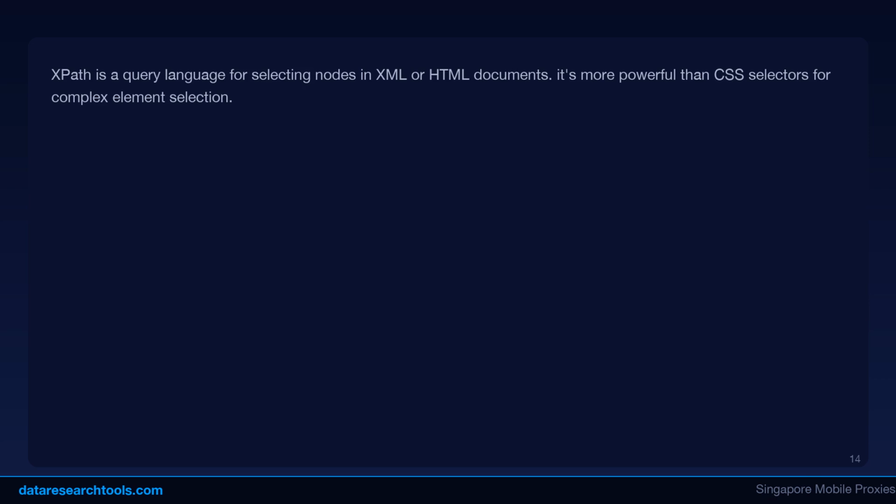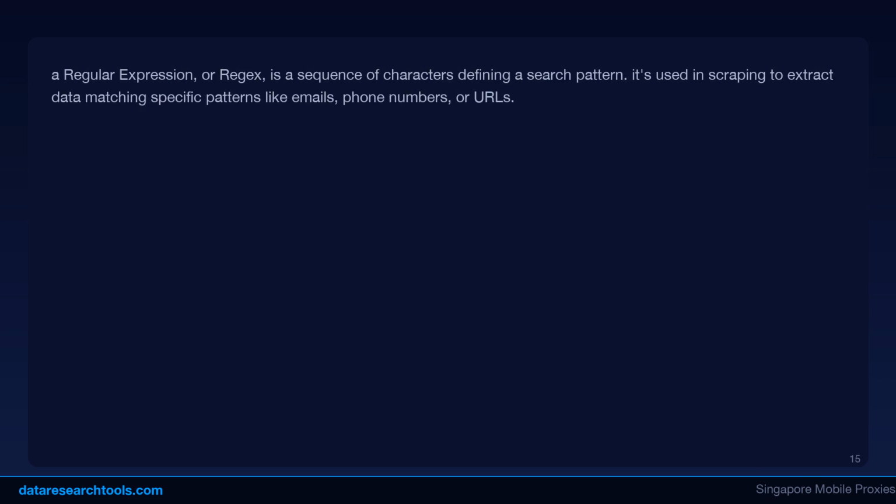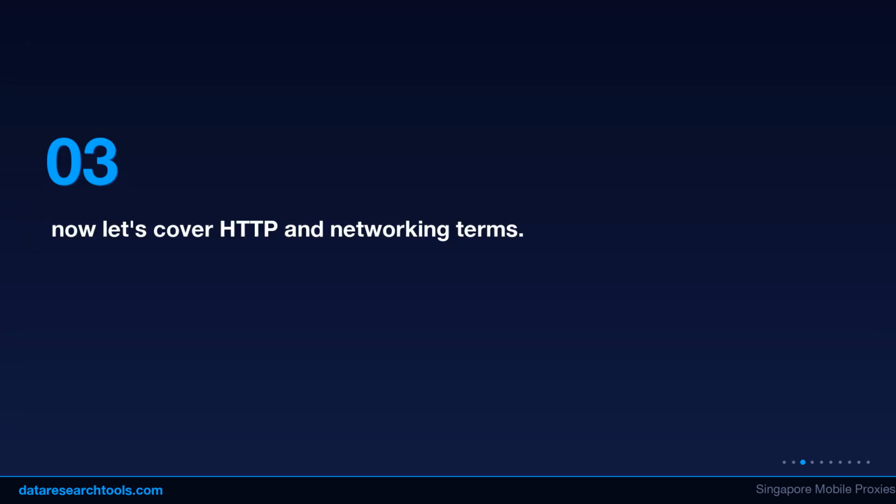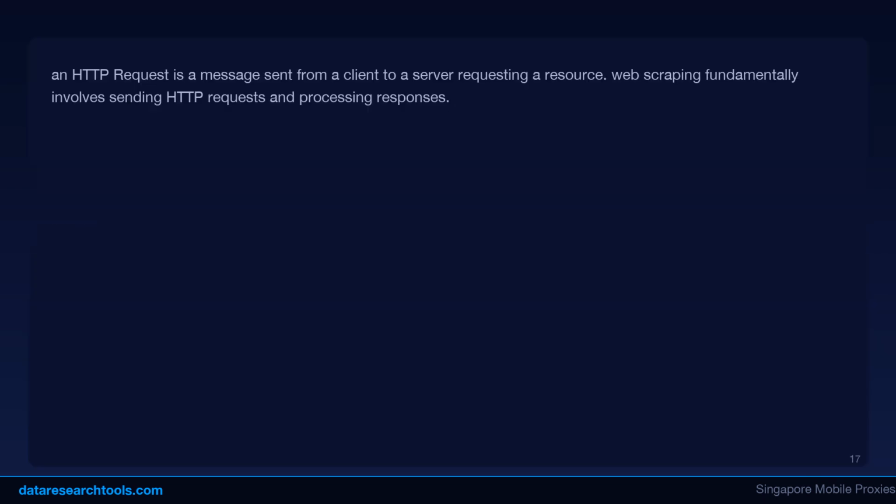A CSS selector is a pattern used to select and target specific HTML elements based on their class, ID, tag name, or attributes. Scrapers use CSS selectors to pinpoint data elements. XPath is a query language for selecting nodes in XML or HTML documents. It's more powerful than CSS selectors for complex element selection. A regular expression, or regex, is a sequence of characters defining a search pattern. It's used in scraping to extract data matching specific patterns like emails, phone numbers, or URLs.